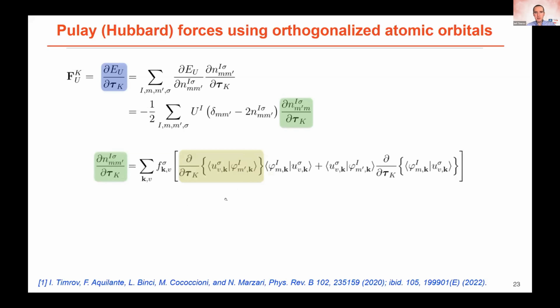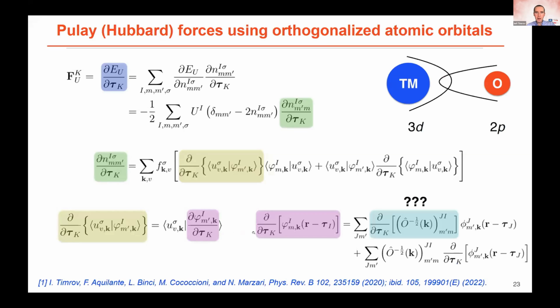So this object is not so easy to compute. Actually, it can be shown that it's simply the scalar product of u and the derivative of the localized function with respect to tau. And that object finally can be expressed as the sum of two terms. The first one is the derivative of the overlap matrix O to the power minus 1/2. And the second term is trivial. It's just the derivative of the block sum of the localized orbitals.